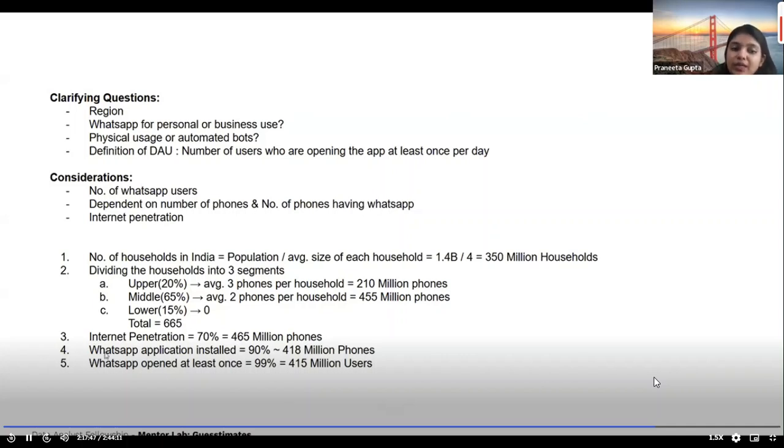Okay. So now, if I'm saying that 90% of people have WhatsApp installed, I'm saying they will open the app at least once for sure, because it's not necessary they're sending out a message, but it's possible they're receiving messages also, and they will open the app to just take a look at it. Okay. So here I get a number of almost 415 million users, and this is in India.